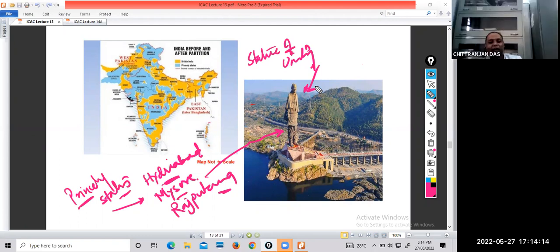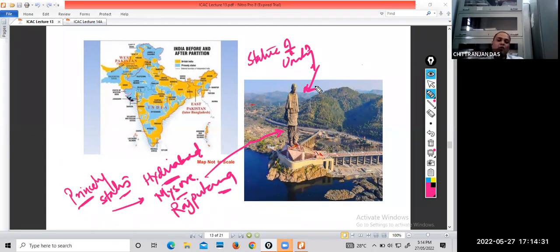Why is the Statue of Unity there? What is the reason behind that? Because it was Sardar Vallabhbhai Patel. Actually, after partition, many of the princely states didn't want to merge into India.